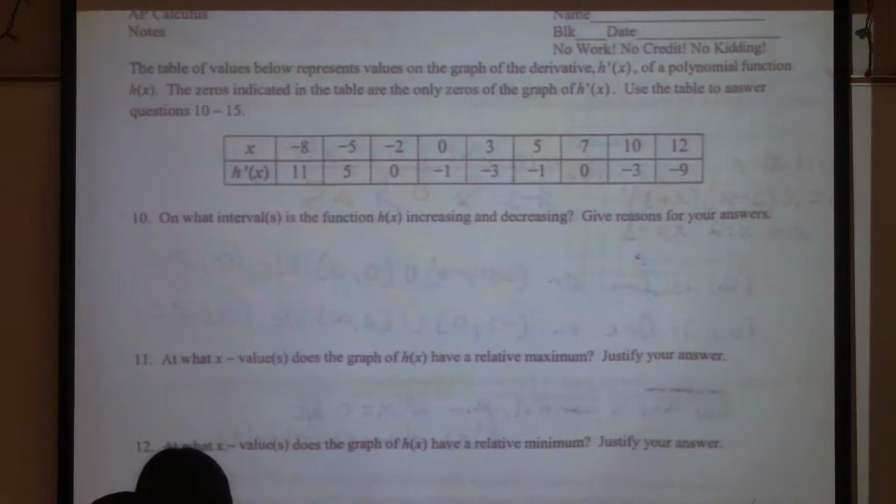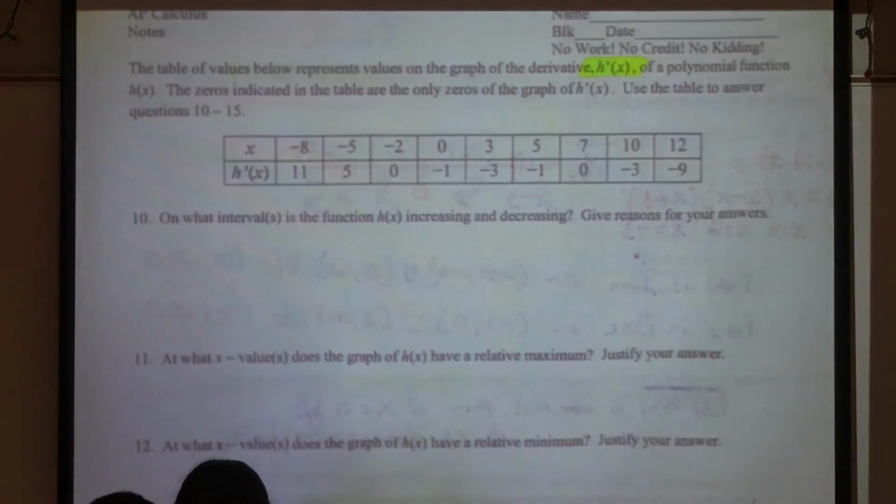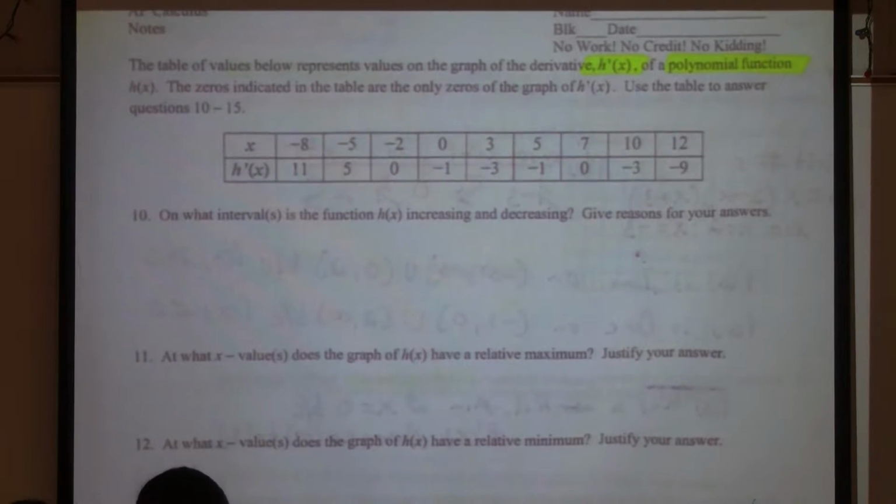The table of values below represents the value on the graph of the what? Derivative. So what are they giving us? The derivative of a polynomial function. So that means it is always continuous, it is never undefined, and the domain should be all real numbers. The zeros indicated in the table are only zeros of the graph of the derivative. Use the table to answer these questions.